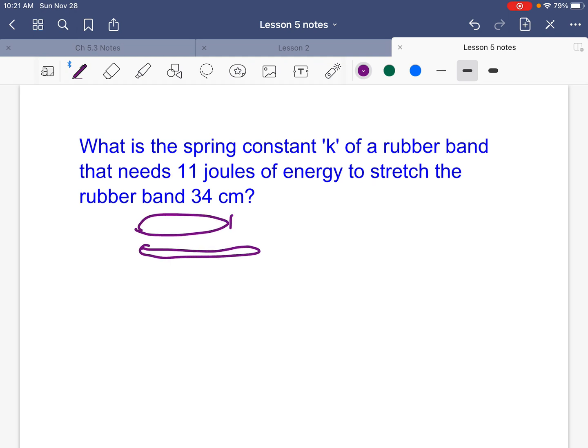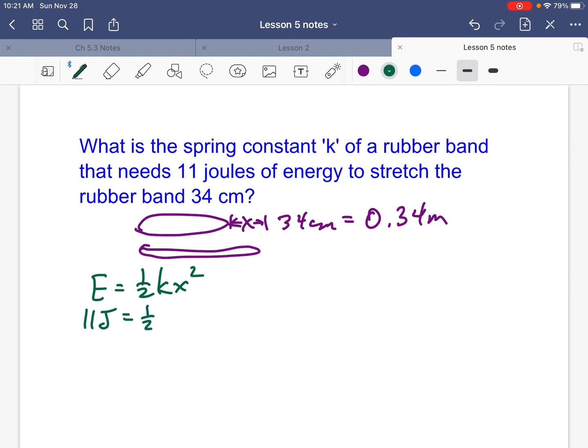Here's the rubber band. Here's the rubber band being stretched. X distance, which is 34 centimeters, 0.34 of a meter. Now, we talked about the energy of a rubber band, 1/2 kx squared. So 11 joules is 1/2 times k times 0.34 meters squared.